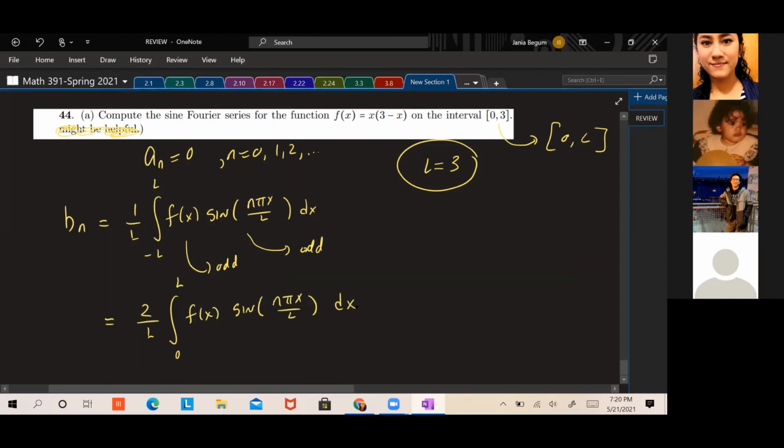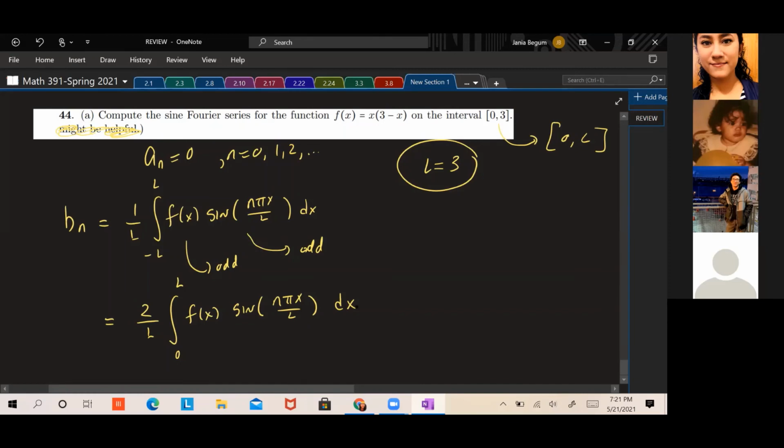Yeah, I was about to ask the question. Just because it's asking us to compute the sine Fourier series, we assume that f(x) is odd, right? But if it was cosine, we would say it's even, right? Right, that's correct. Okay.